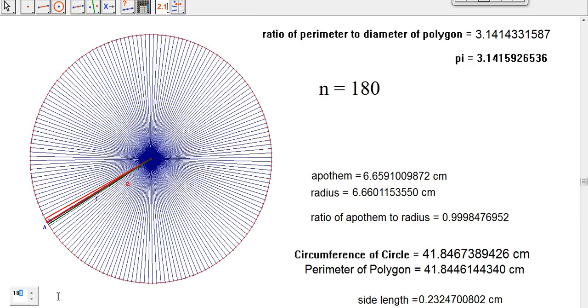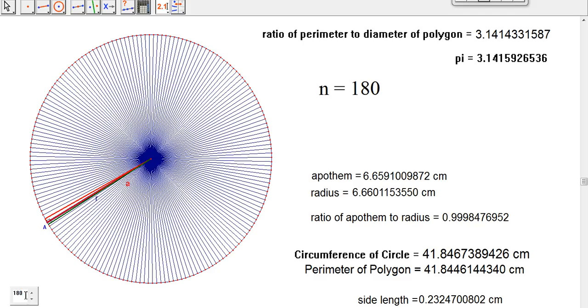So what if I have 180 sides? Hopefully you can see, and I'm sure you can, what shape this is starting to look like, right? Look at the ratio of the perimeter to the diameter. Remember, this is the polygon, not the circle. 3.1414. Pi is 3.1415. Getting very close. It's only 180 sides. Seems like a lot of sides if you're in geometry class, but mathematically speaking, it's not a huge number. And take a look down here at the ratio of the apothem to the radius, 0.9998.